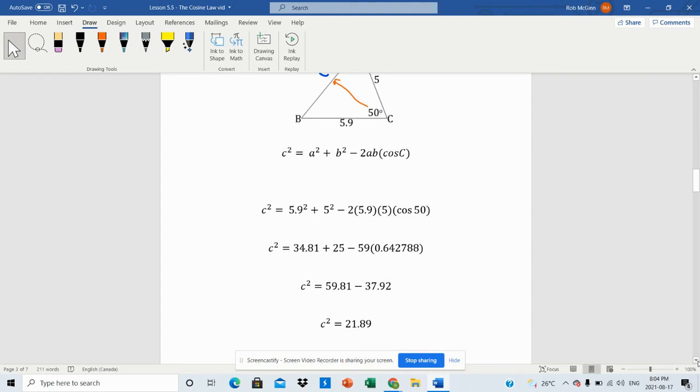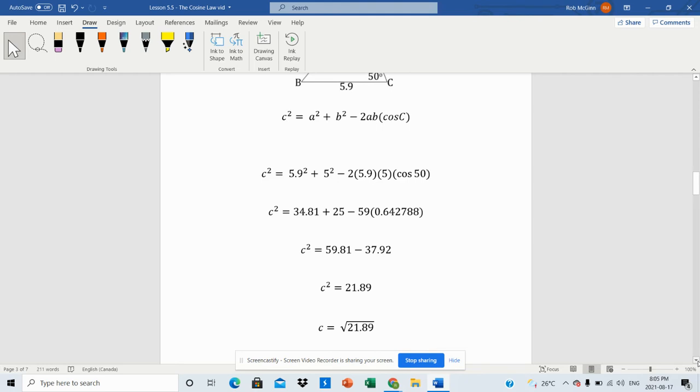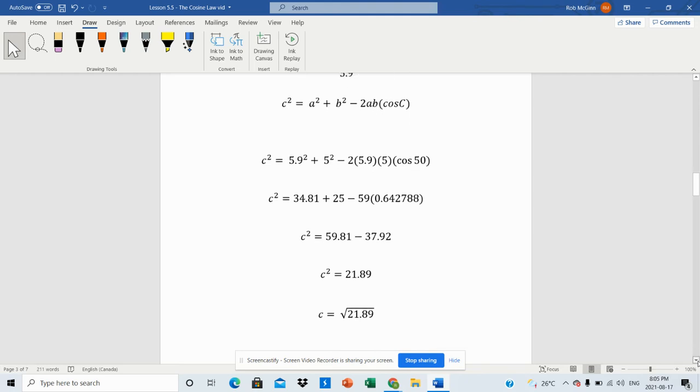Now we're just going to take the square root of both sides. Square root c squared just goes to c, and we'll find out what the square root of 21.89 is. Because we're talking about lengths here, we want the positive value. We're not worried about the negative value. We can't have a negative length. So think of this as the absolute value of the square root of 21.89. So we do c equals square root of 21.89.